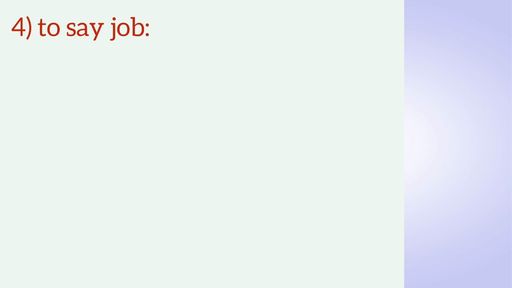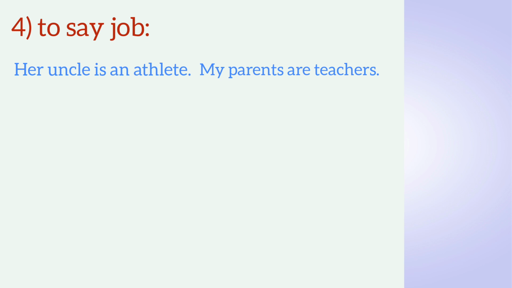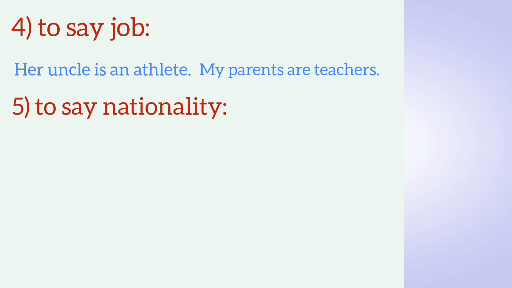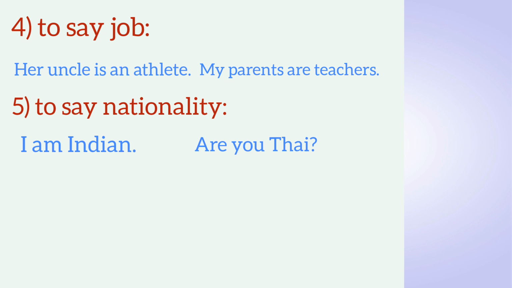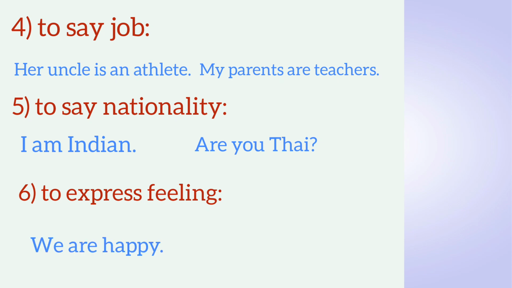4. To say job. For example, her uncle is an athlete. My parents are teachers. 5. To say nationality. For example, I am Indian. Are you Thai? 6. To express feeling. For example, we are happy. My cousin is sad.